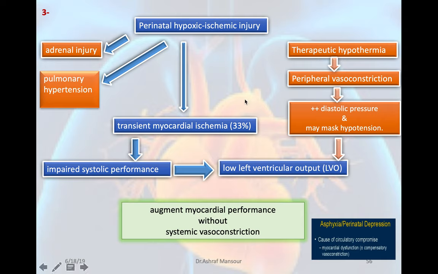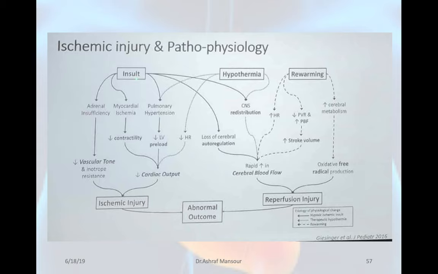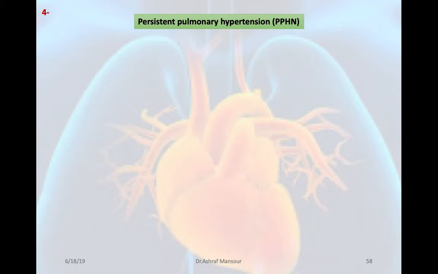So using dobutamine is important, and you can use milrinone also, but take care that hypotension will appear very quickly. Dobutamine also will increase the cardiac output, increase the perfusion, and will decrease the lactate. This is showing the insult and the hypothermia, how the pathway occurs, and the abnormal outcome.